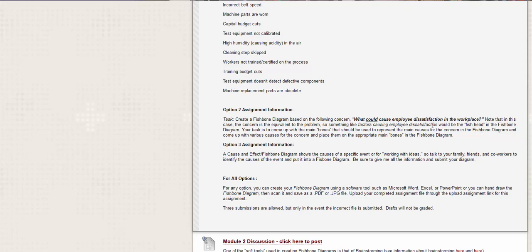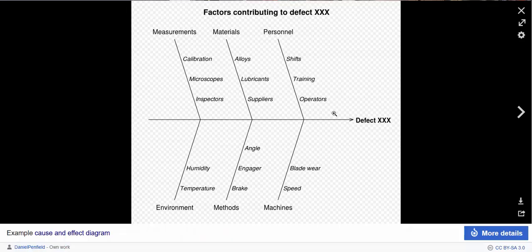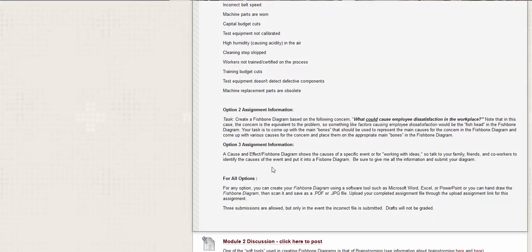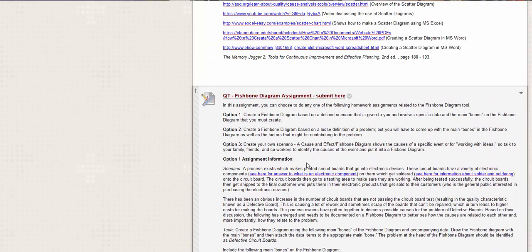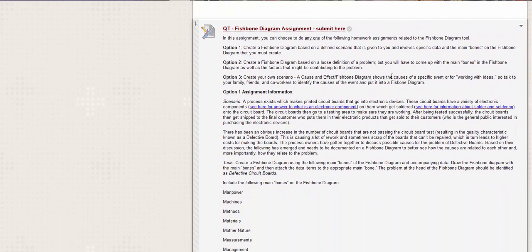So this would be factors causing employee dissatisfaction as the fish head, and you're going to fill in the rest. The other one is to talk to family, friends, and coworkers to identify the problem. Up here, I did say to talk to your family, friends, and coworkers, and identify any causes of an event. So something around your house, something around your work.